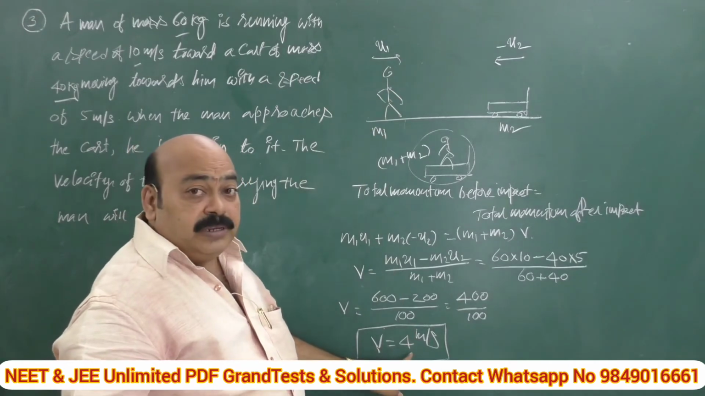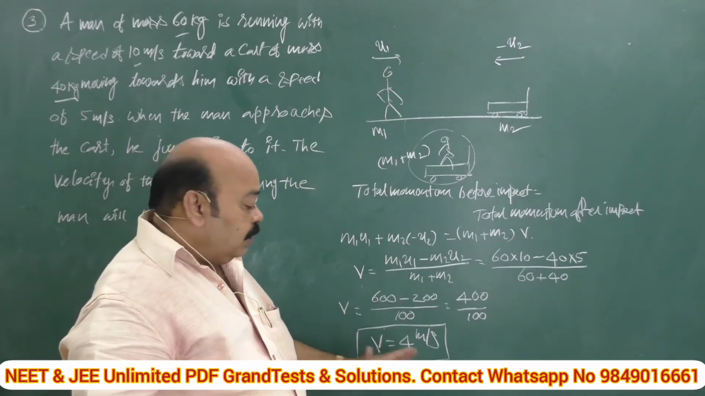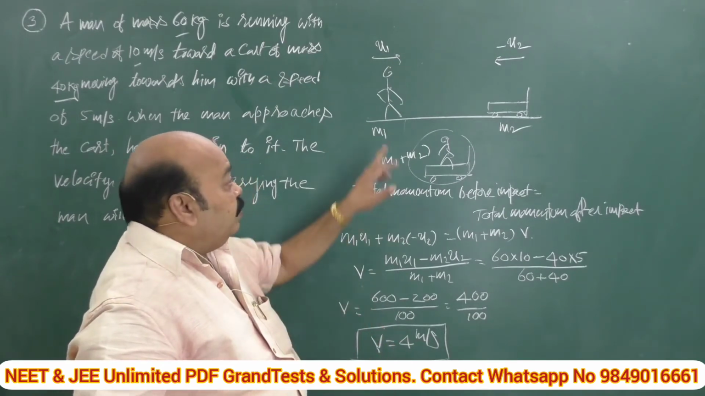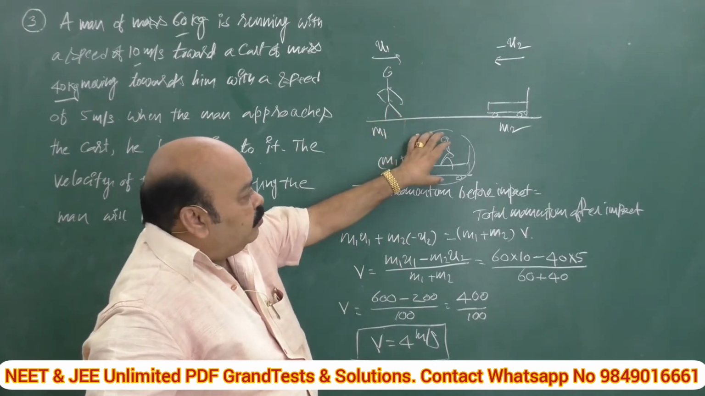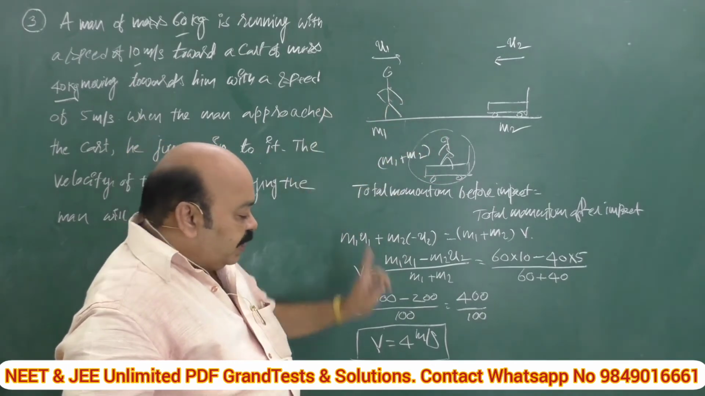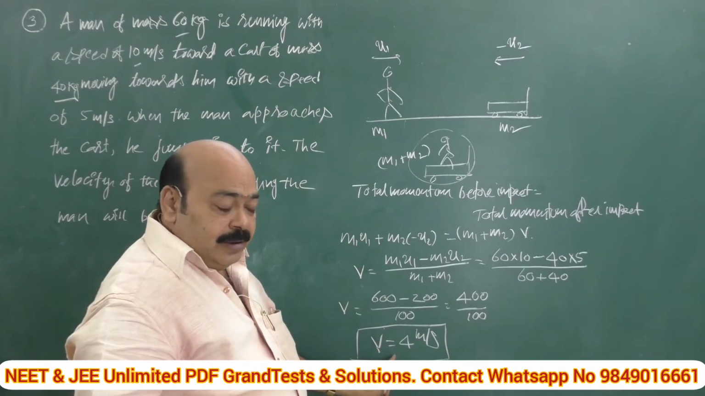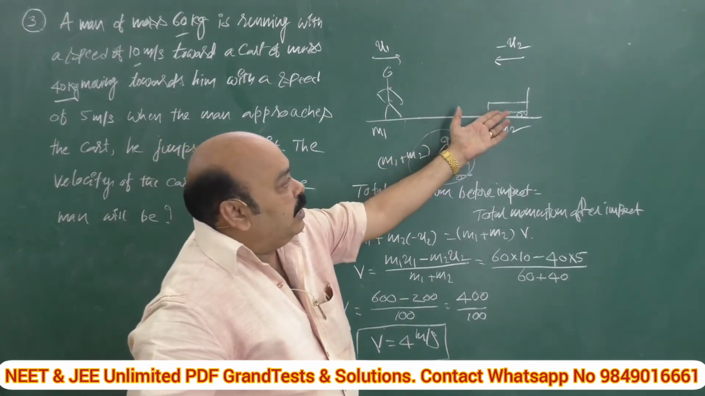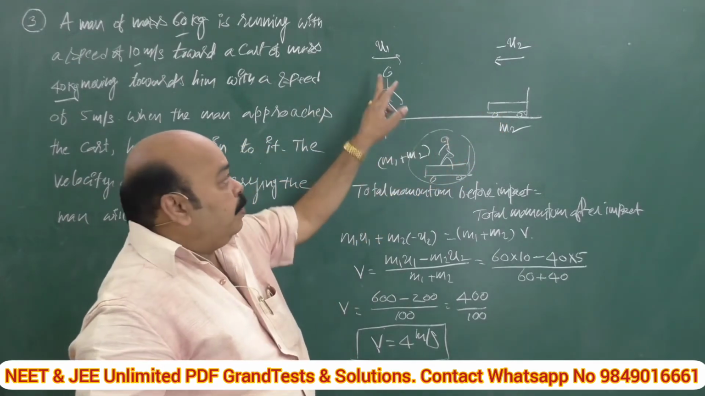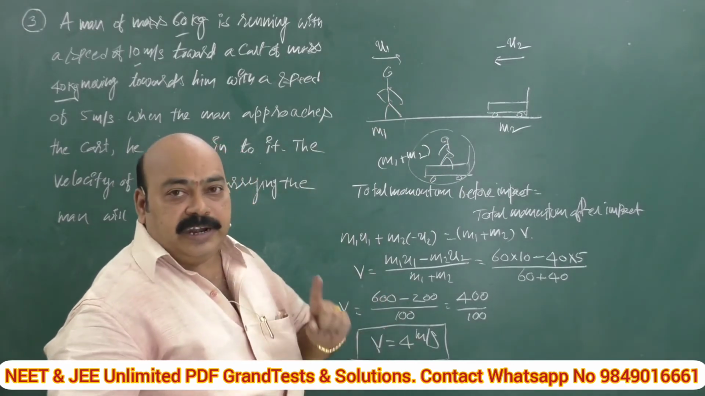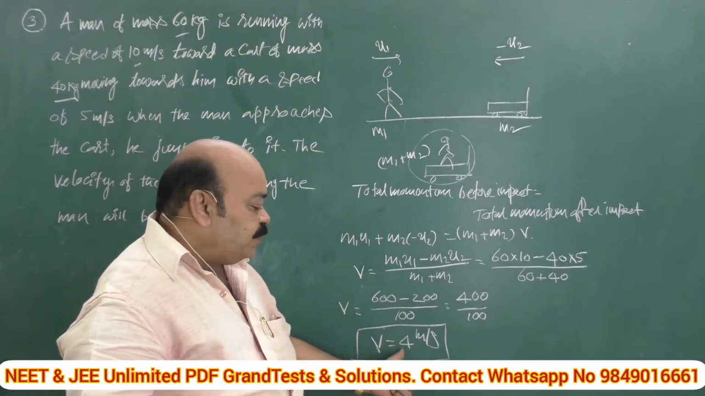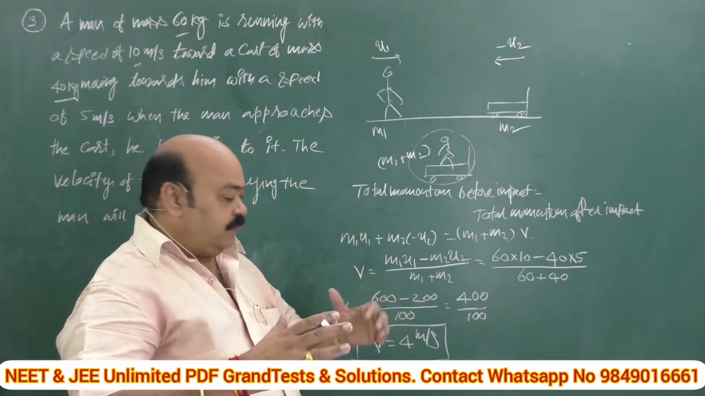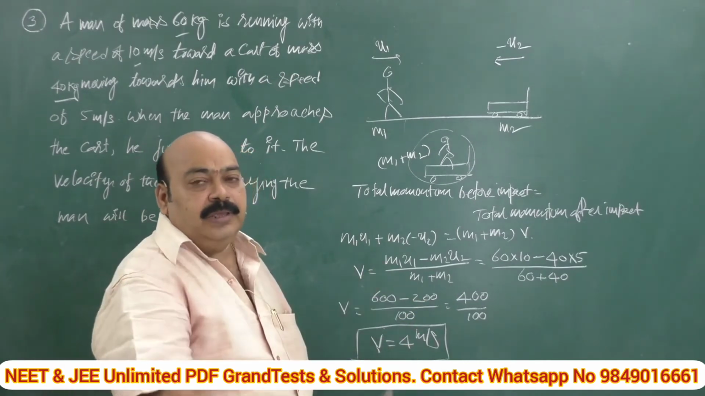That means getting 4 meter per second is not a complete answer. In what direction? If it is positive, we have to confirm that after the man jumps into the cart, both will move in the direction of the man. For example, if we get a negative sign here, that means after the man jumps into the cart, the man and the cart will move in the direction of the cart, that means opposite: plus in the direction of the man, minus in the direction of the cart. Here we got plus 4 meter per second, nothing but after the man jumps into the cart, both will move with a velocity of 4 meter per second in the direction of the man, right?